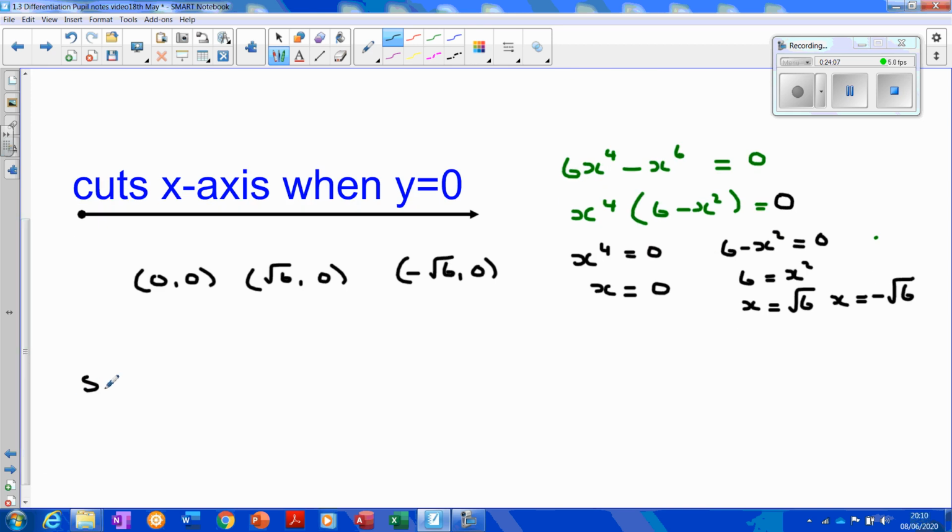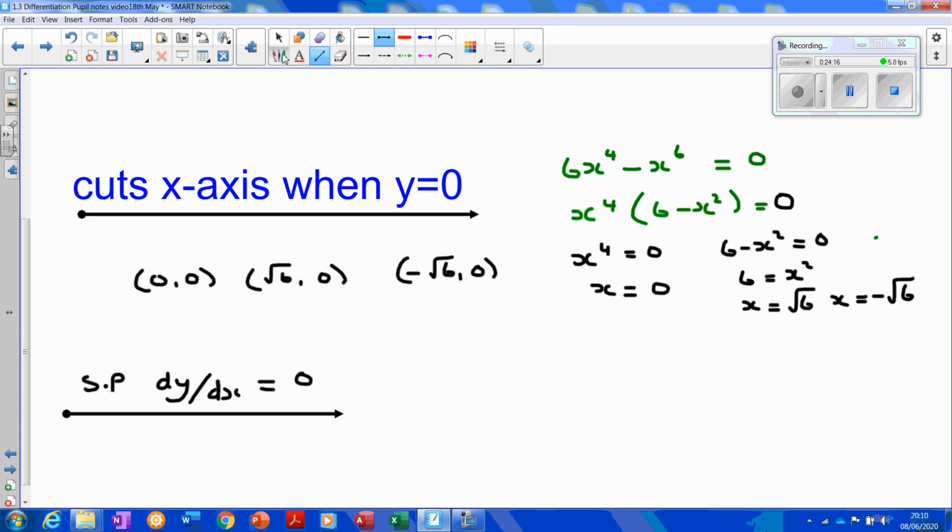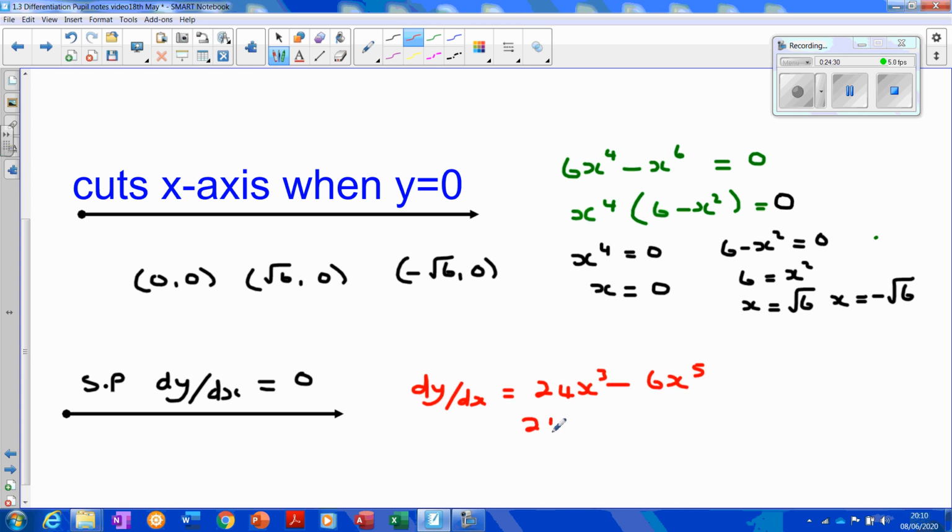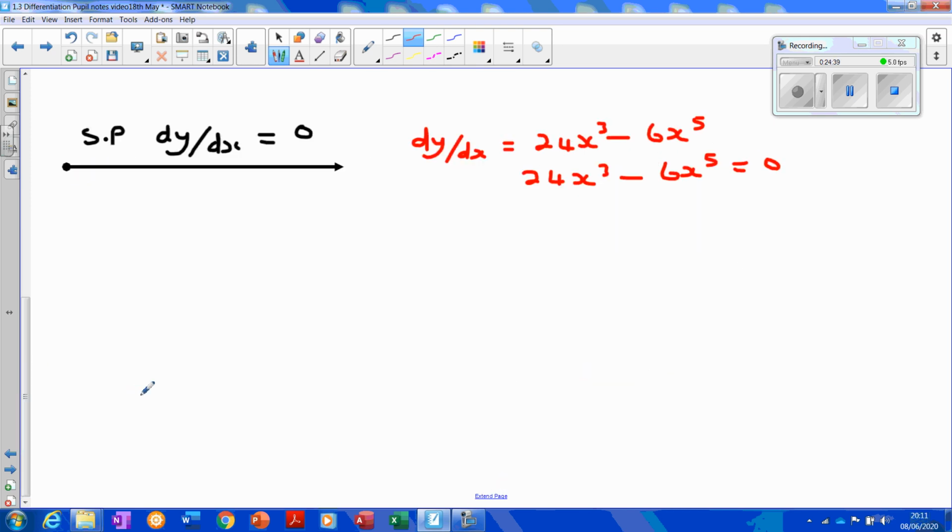So stationary points when dy by dx is equal to 0. Now, the number of times you've done this and repeated it and written it down, you should now have this clear in your head of all the stages you go through. Right, so multiply by the power, take 1 away from the power, so dy by dx is equal to 24x to the power of 3 minus 6x to the power of 5. Now that's equal to 0. Key word to solve that is to factorise. So we'll take out our highest common factor, which is 6x to the power of 3. That gives me 4 minus x squared, and that's equal to 0.